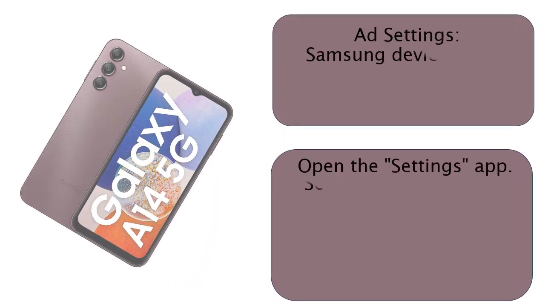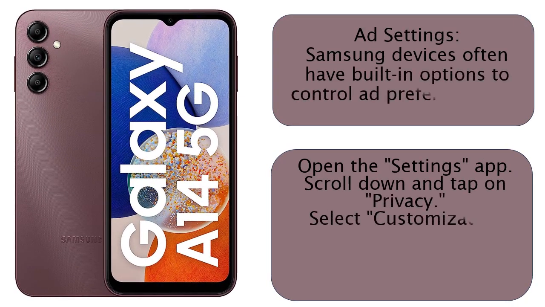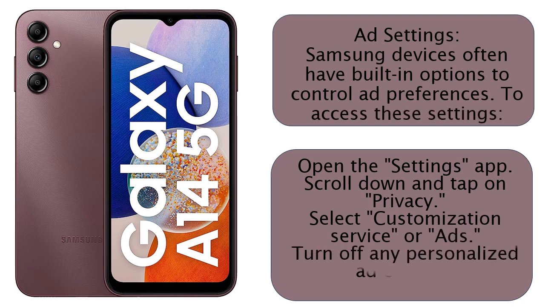Ad settings. Samsung devices often have built-in options to control ad preferences. To access these settings, open the Settings app. Scroll down and tap on Privacy. Select Customization Service or Ads. Turn off any personalized ad options.